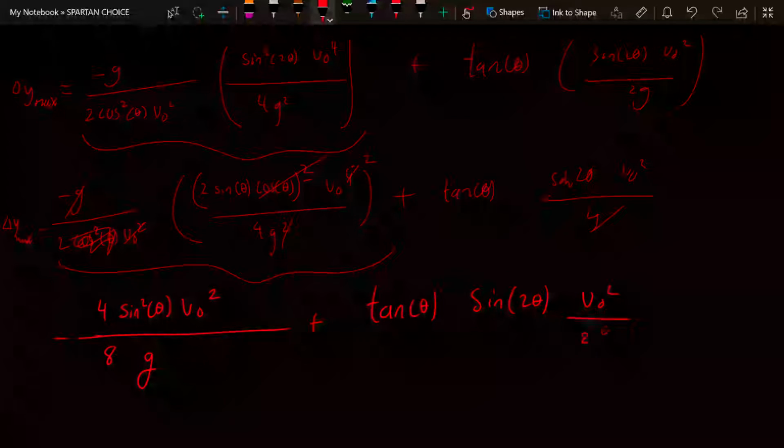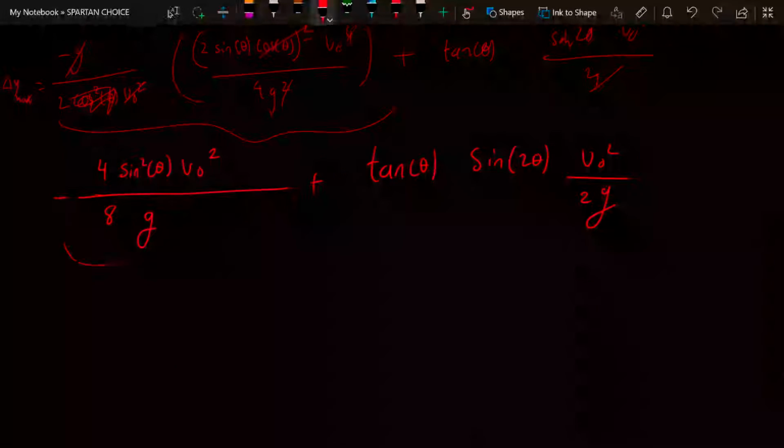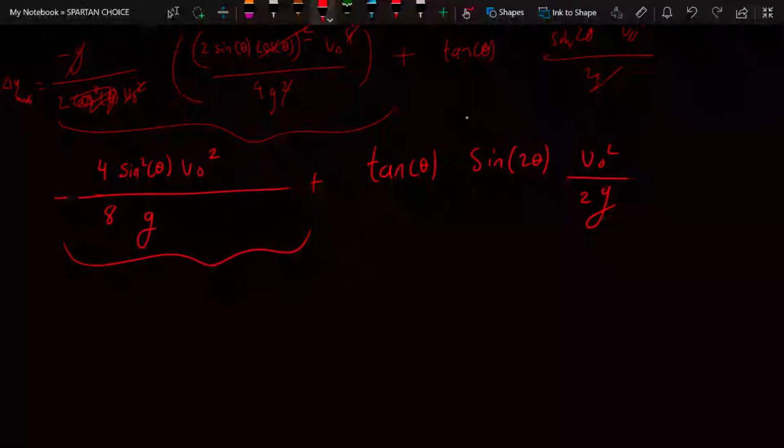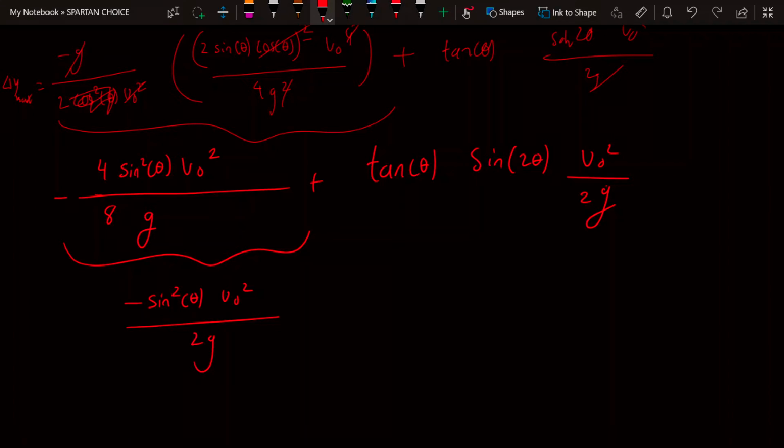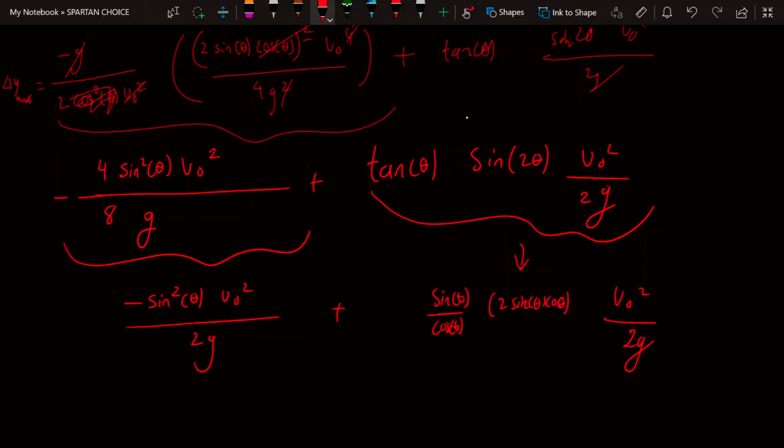Over 2g. Great. Now, let's simplify this further. You get this plus. Now, let's simplify this. So, tangent theta is just sine theta over cosine theta, right? And sine 2x is just 2 sine cosine, right? Cosine theta. And of course, v0 squared over 2g, right? Well, here, cosine cancels with cosine and sine just becomes squared.